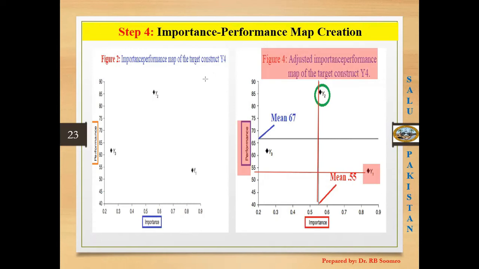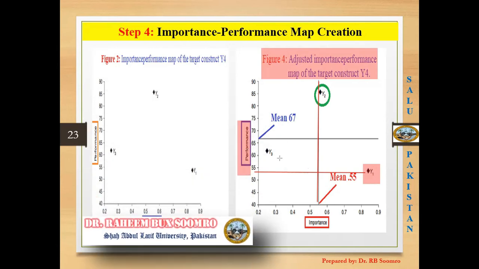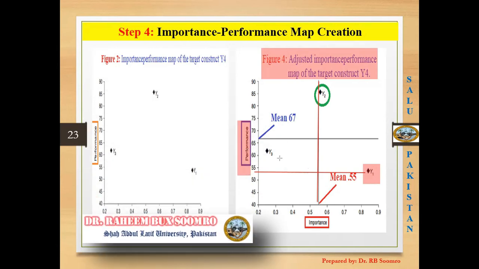And if we go ahead, with the total effect of 0.84, this construct's importance is particularly high. From the importance point of view, its importance is very high. How? Because you can see this is falling at 0.84, quite a bit higher than our mean. This is our mean, 0.55, and here its value is 0.84. So from the importance point of view, Y1 is good, but its performance is not good compared to Y2.